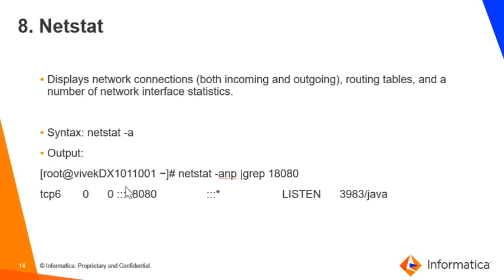It's TCP6 and the port number, and you can see it is listening, and we can see the Java process 3983 is running on port 18080. Now we can use the netstat command for multiple operations. For example, if we want to check if a particular port is being used or is free, we can run a command like netstat -a and grep on the port number. If it gives any output, then it means the port is being used by a process. If the output is blank, that means the port is available.